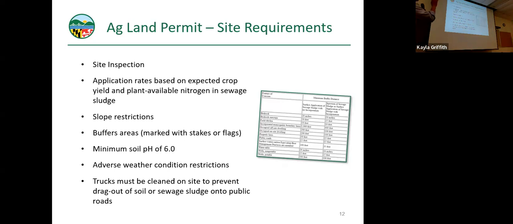Application rates are based on expected crop yield and plant available nitrogen in sewage sludge. So for each of those sources that we talked about before, we do something they call PAN, the plant available nitrogen, for us to know this source has this amount of nitrogen in it, so that they will know how to apply this nutrient on the right.